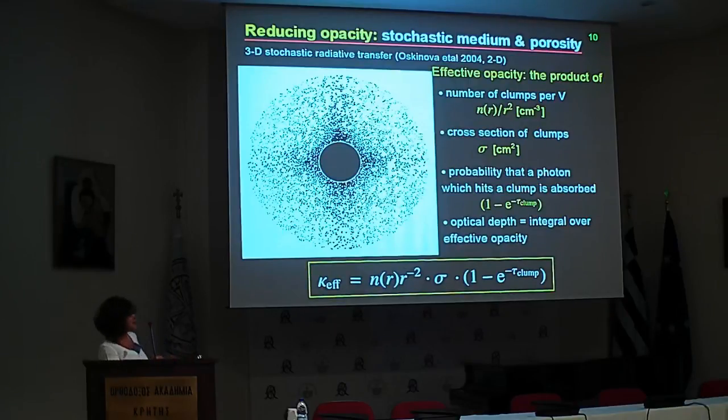And here comes the dependence on wavelength. So the third term in this expression for effective opacity is the probability that the photon which hits a clump is absorbed. So when the optical depth of a clump, now this depends on frequency, is high, each photon which hits a clump is absorbed, and this term vanishes here, right? So if all clumps are optically thick, we have a situation where effective opacity is determined simply by geometry. It loses wavelength dependence. It depends solely on clump filling factor and clump covering factor.